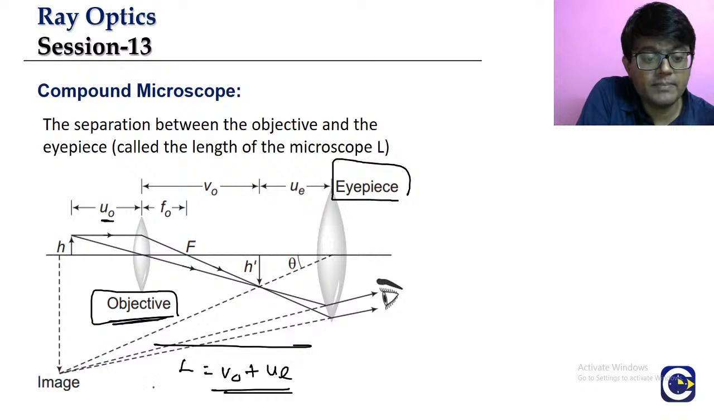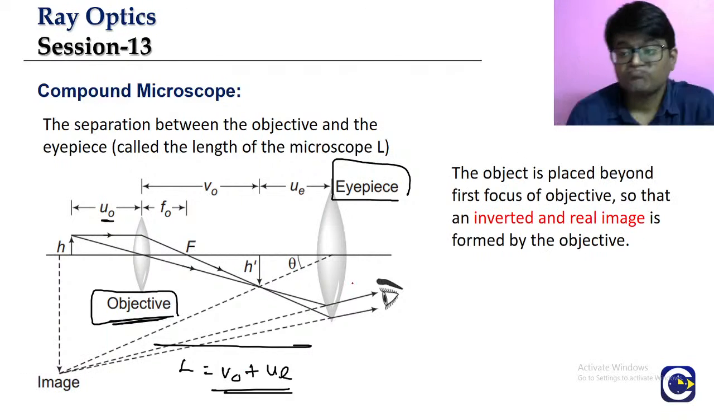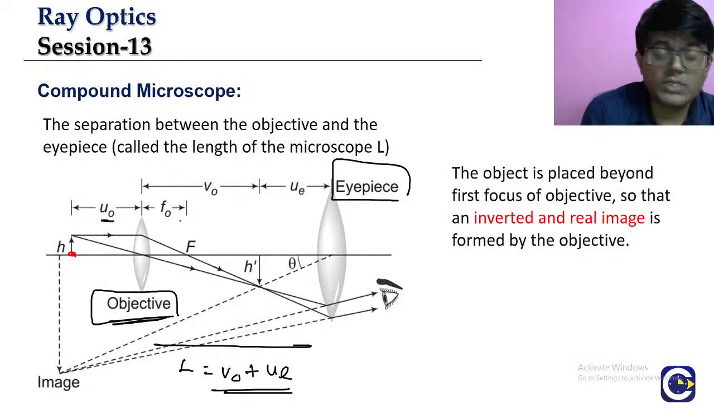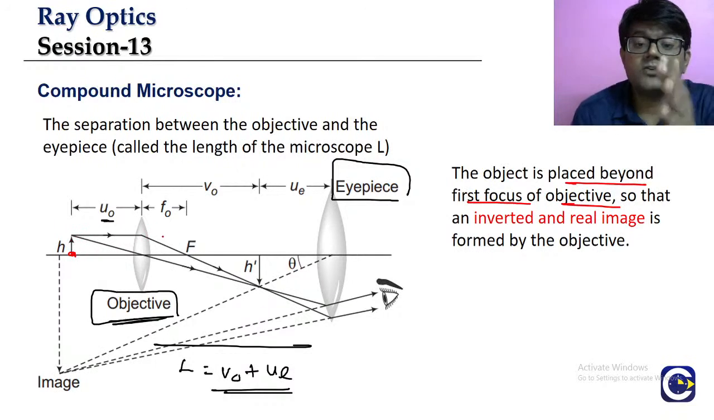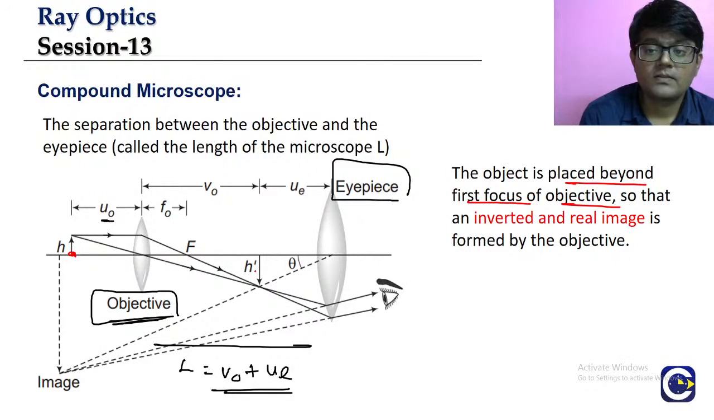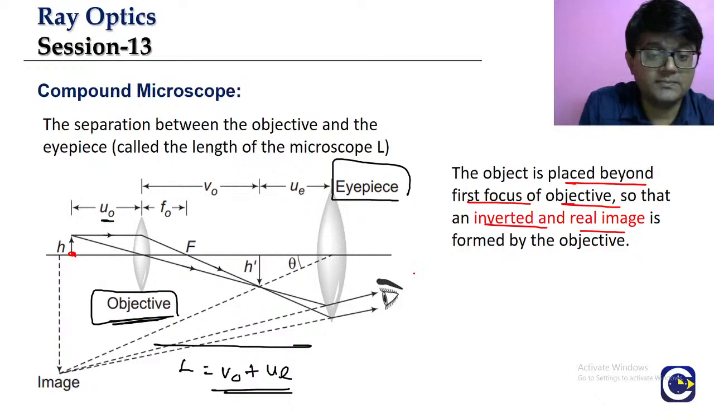How are we setting the microscope? We are setting up the compound microscope in such a way that the original object is placed beyond the first focus of the objective. Because if you keep it beyond the first focus, then definitely the image of this will be formed on the right side. It will not only be formed on the right side, it will be an inverted and real image.